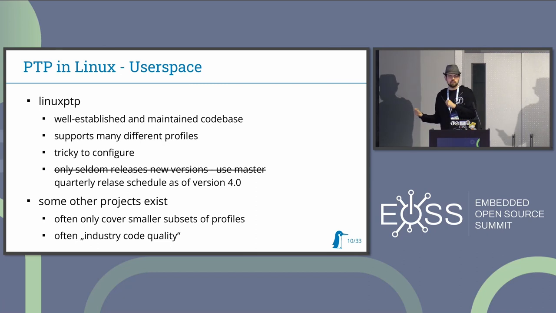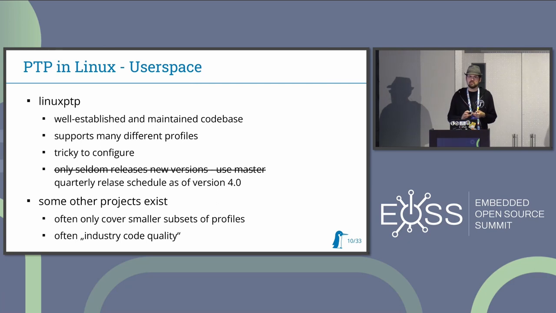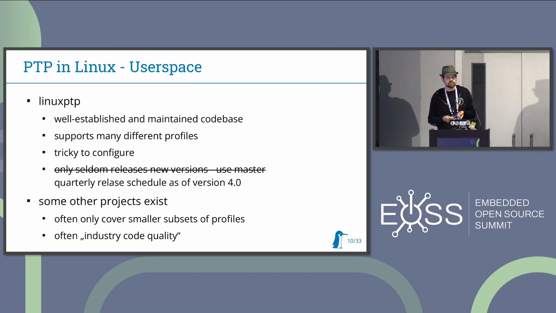By now, they release quarterly. Until version 4, they had like once in a blue moon release schemes. I think version 3 or something was released like 3 years ago. I'd usually recommend to go to a new version because they tend to fix quite a lot of issues and to also support newer versions of the synchronization protocols, like the latest PTP versions. By now, I just recommend to go to the quarterly releases, probably, or just pick master if you will.